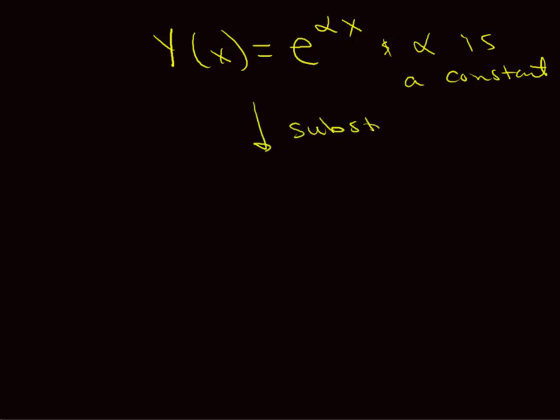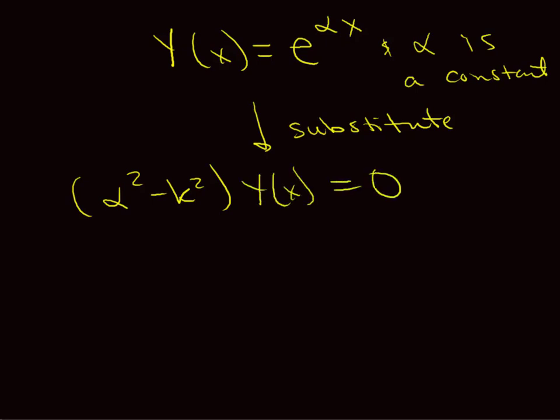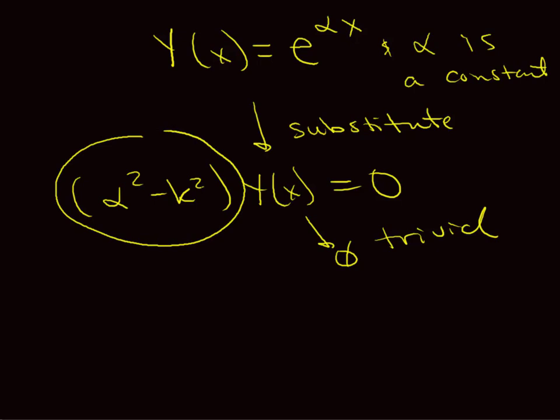And we're going to substitute this into our past equation to yield alpha squared minus k squared y of x is equal to 0. Now, y of x being equal to 0 is, again, a trivial solution. Therefore, we need to find a solution somewhere of alpha squared minus k squared equals 0.